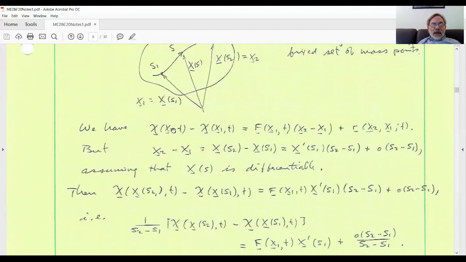So we can substitute that in here, noticing that X2 is X at S2, X1 is X at S1. We substitute this expression here from the second line. We get F at X1, X prime S1, then small o of S2 minus S1. That is of the same order of magnitude as r, which is the distance between X2 and X1.